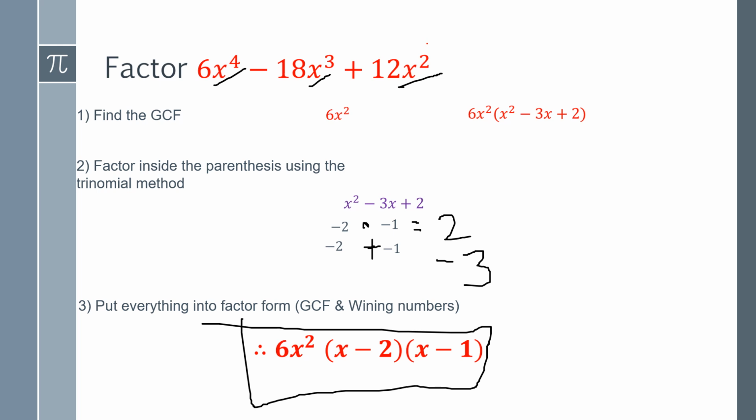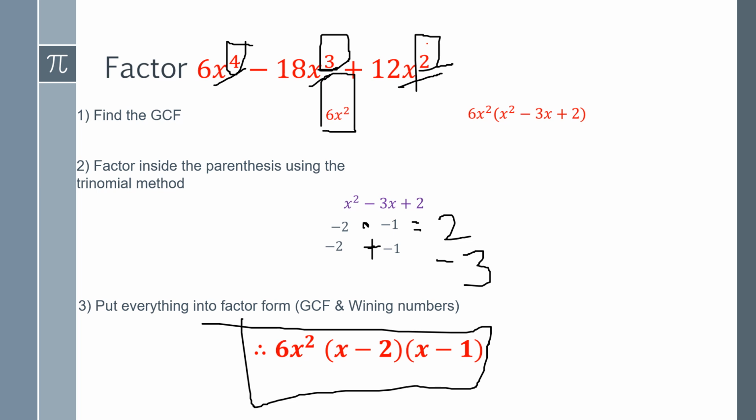Again, it is not 4 because if you look at 4, only one term has a 4 that you can pull out. You can't pull out 4 from a 3. You definitely cannot pull a 4 from a 2. So let's look at 3. You can pull out a 3 from 4 and 3 from itself, but you cannot pull a 3 from 2. So let's look at the 2. You can pull 2 from itself, from the 3, and from the 4. So therefore, we got 6x squared.